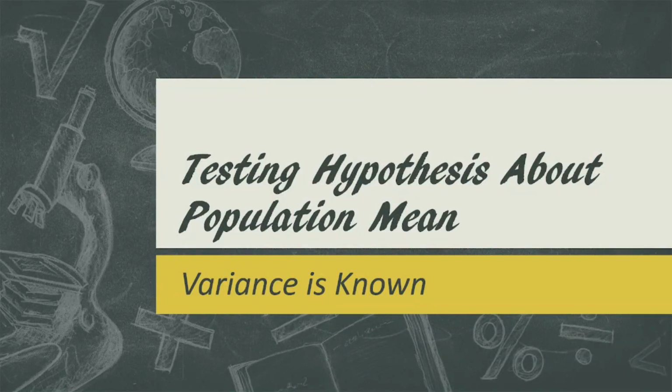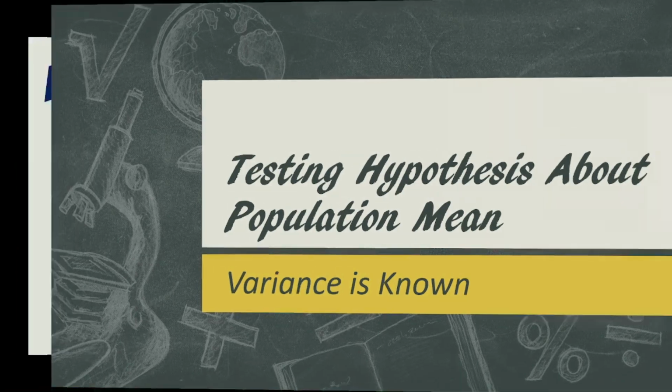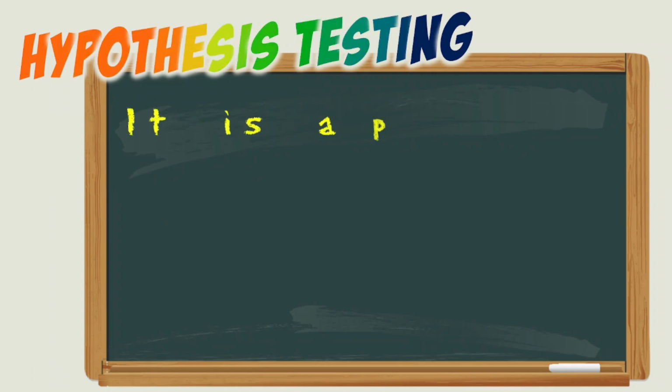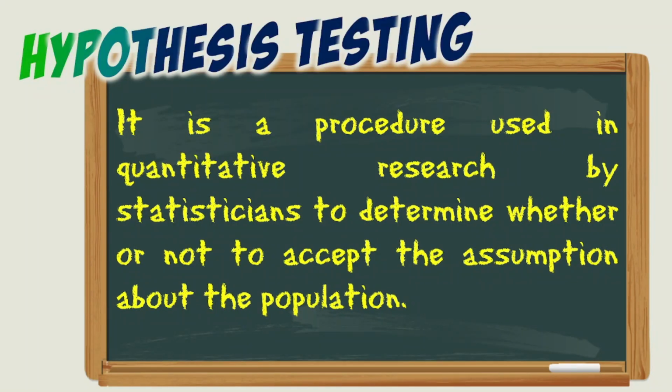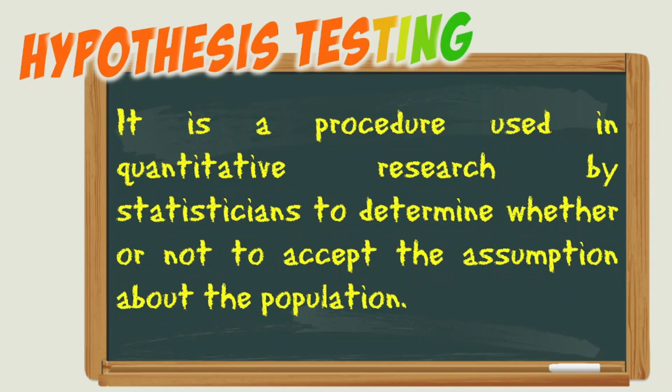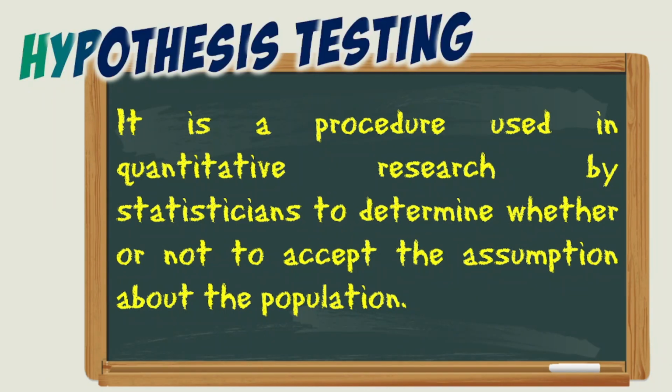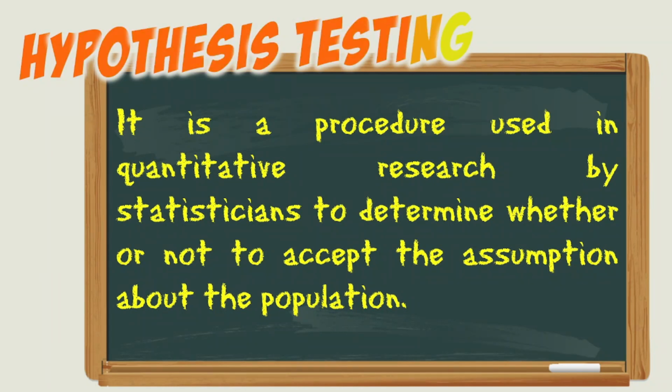Our lesson for today is testing hypothesis about population mean when variance is known. But before that, let's define first what is hypothesis testing. Hypothesis testing is a procedure used in quantitative research by a statistician to determine whether or not to accept the assumption about population. So, ibig sabihin, hypothesis testing, ginagamit ito ng statistician or ng researcher. They are making assumptions or they're making a guess. And then yung guess na yun, gusto nila patunayan kung tatanggapin ba nila yun as true or tatanggapin nila yung guess na yun as false. So, therefore, they will use hypothesis testing to test whether their assumption is true or false, or to accept or to reject. That is hypothesis testing.